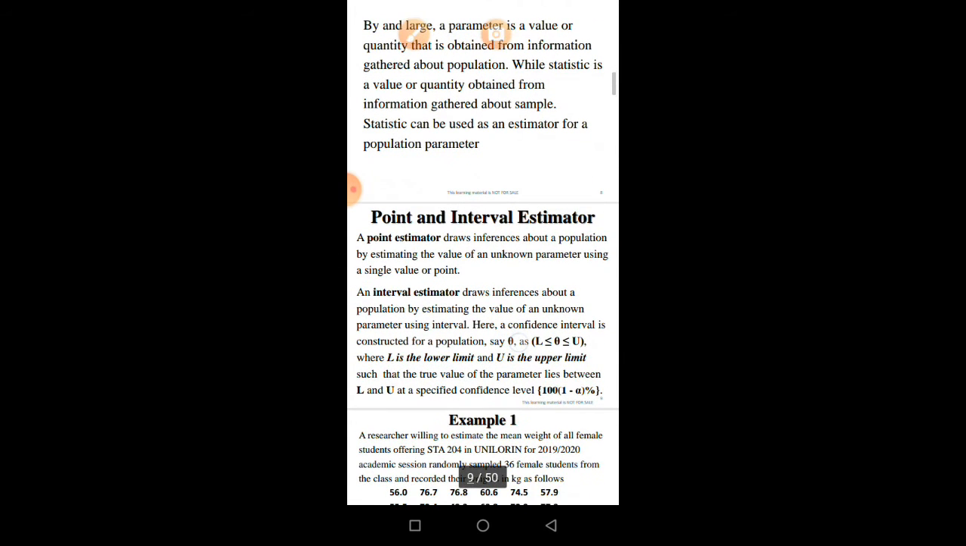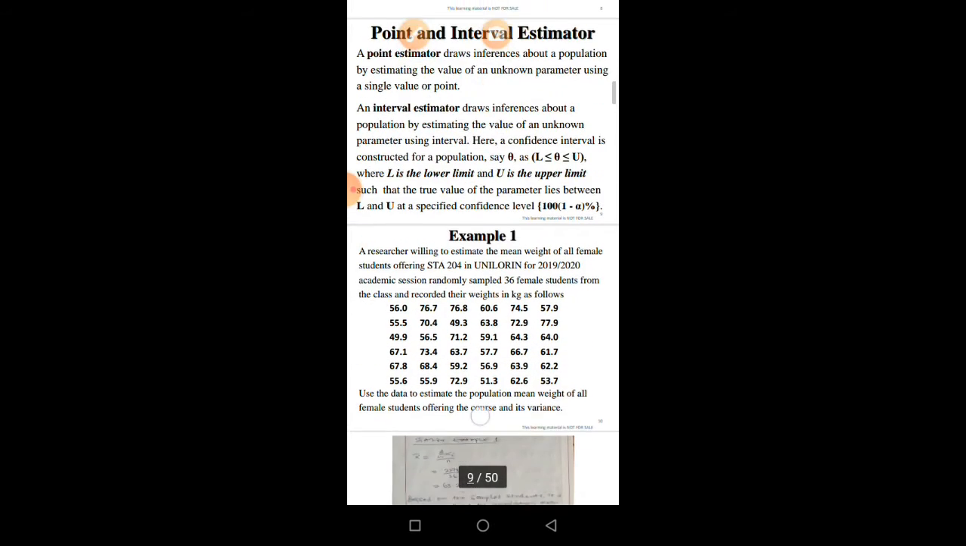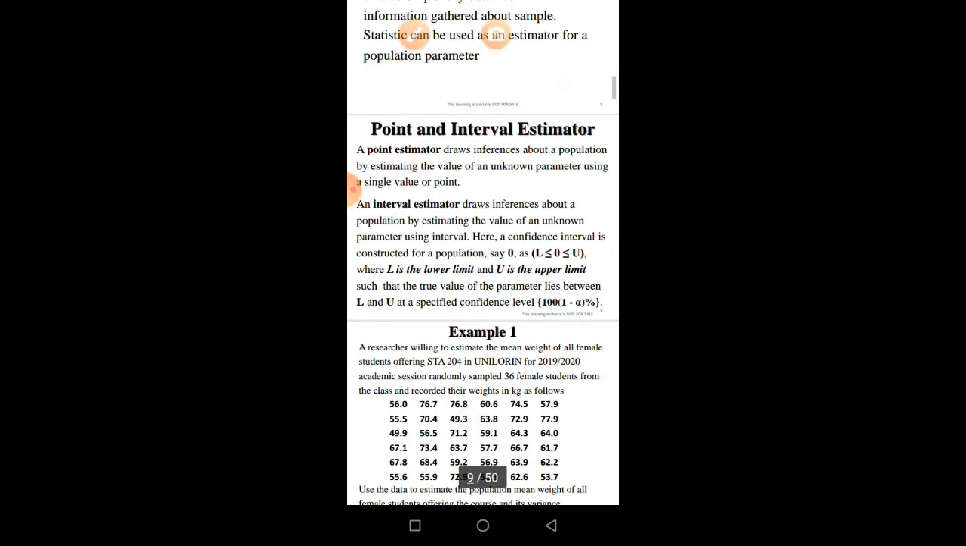Okay, now we have two types of estimator. We have point and interval estimator. Now, a point estimator draws inference about a population by estimating the value of an unknown parameter using a single value or point. Okay, now an interval estimator draws inference about a population by estimating the value of unknown parameters using an interval.